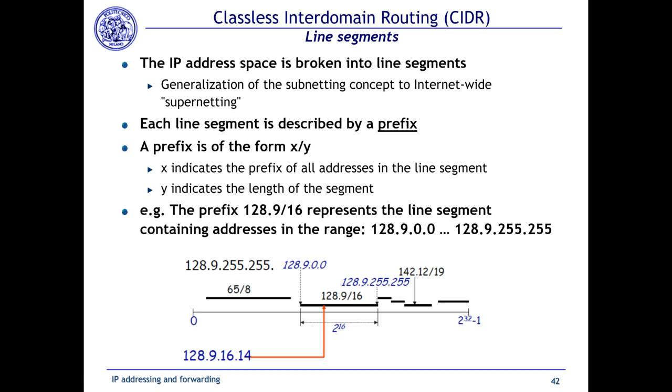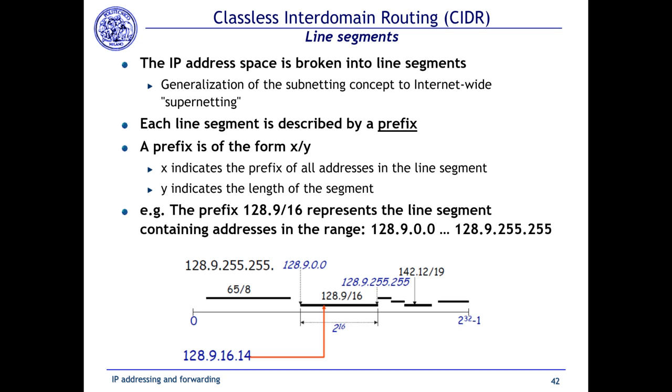A block of addresses corresponding to a network that is assigned to the given network is a segment on this line. So, for example, here the block 128.9/16 is a segment of length 2 to the 16 located in some place on the line. And now that the network size can be variable, segments can be of different length.